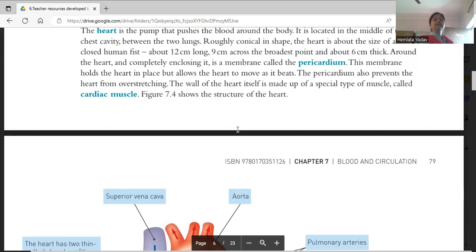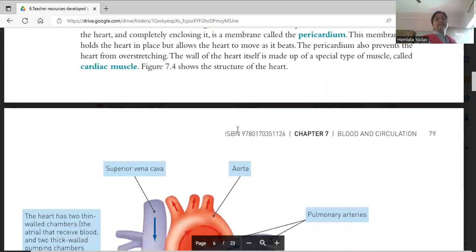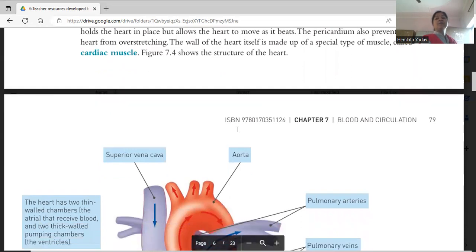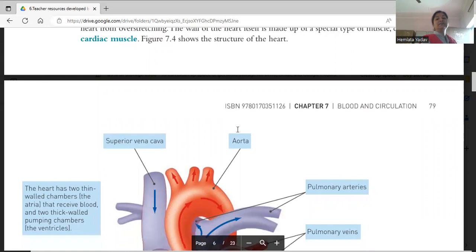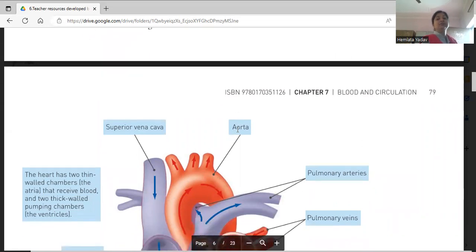Around the heart, completely enclosing it, is a membrane called the pericardium. हार्ट की मेम्ब्रेन को पेरिकार्डियम कहते हैं. This membrane holds the heart in place but allows the heart to move as it beats. The pericardium also prevents the heart from overstretching. The wall of the heart itself is made up of a special type of muscle called cardiac muscle, as shown in the structure of the heart.